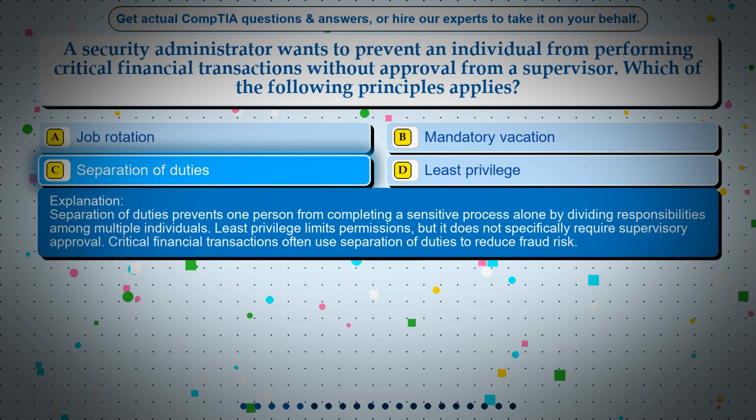Separation of duties prevents one person from completing a sensitive process alone by dividing responsibilities among multiple individuals. Least privilege limits permissions, but it does not specifically require supervisory approval. Critical financial transactions often use separation of duties to reduce fraud risk.